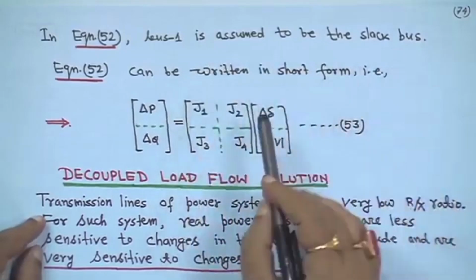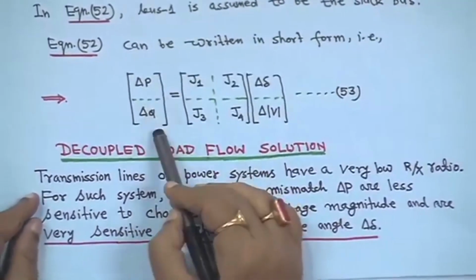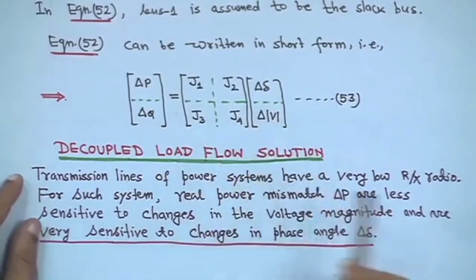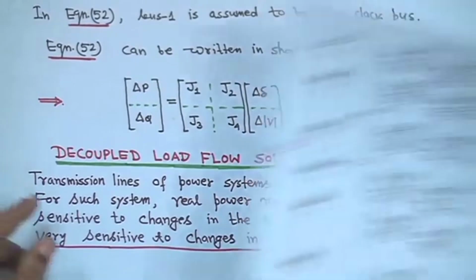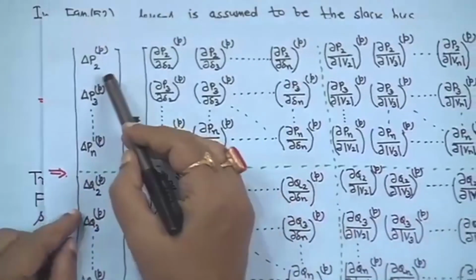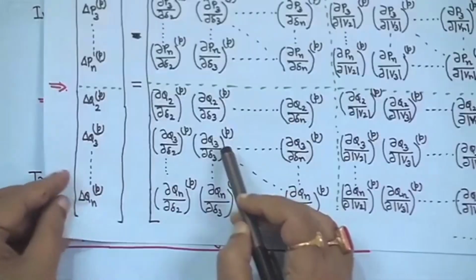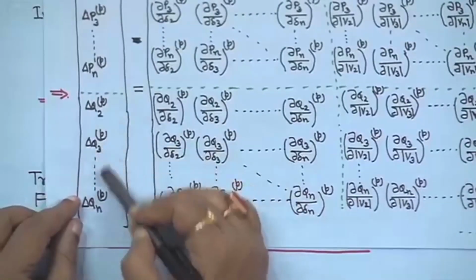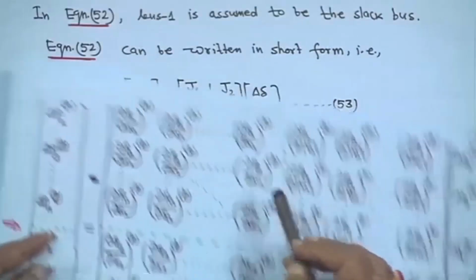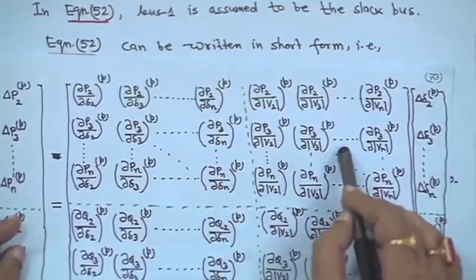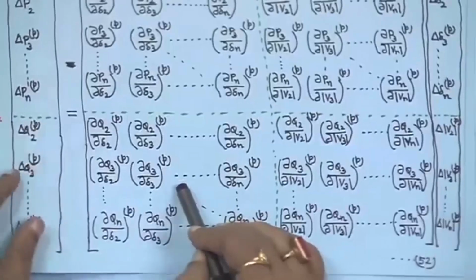So, this equation can be written in general as delta P, delta Q equals J1, J2, J3, J4 times delta delta, delta V, right. Here delta P is the vector delta P2, delta P3, delta Pn, and delta Q is the vector delta Q2, delta Q3, delta Qn, right. J1 is equal to this matrix, J2 is equal to this matrix, J3 is equal to this one, and J4 is equal to this one, right.